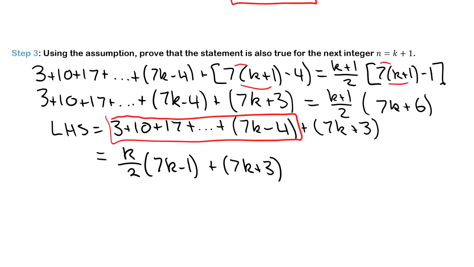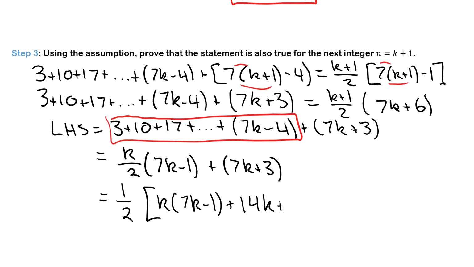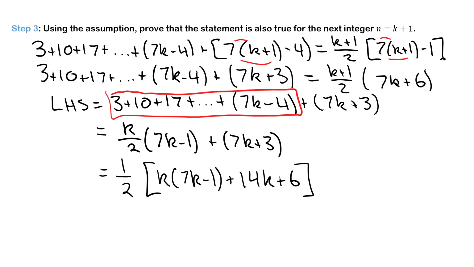Now I'm going to bring out the half as a common factor, which means that we're left with k here, 7k minus 1. We don't have the 7k plus 3 anymore, because if I was trying to bring out the half, what do I need to multiply that half by to get back to the 7k? So 14k plus 6 goes there, because a half times 14k is the 7k, a half times the 6 is the 3.